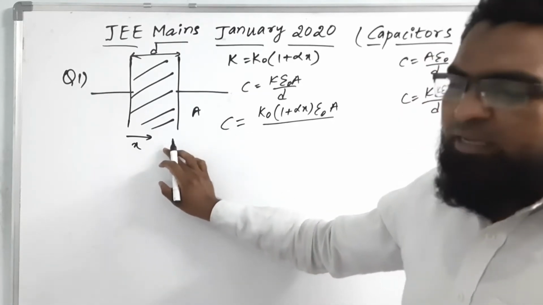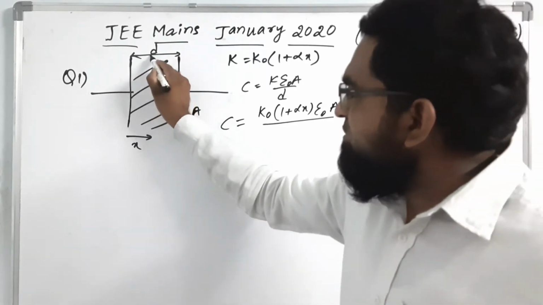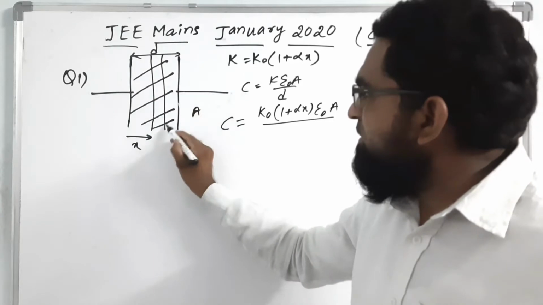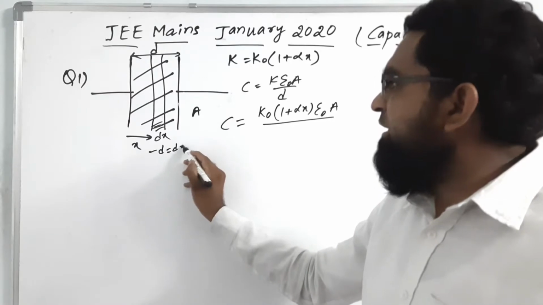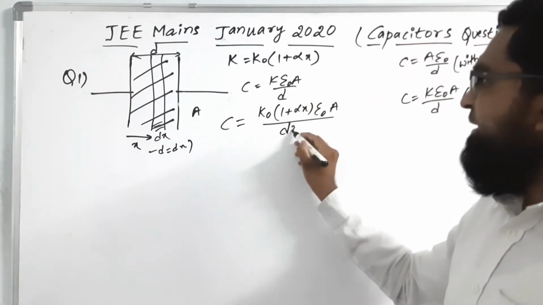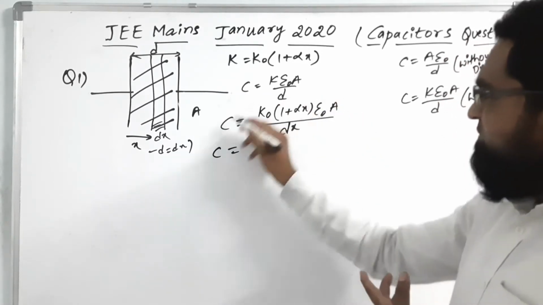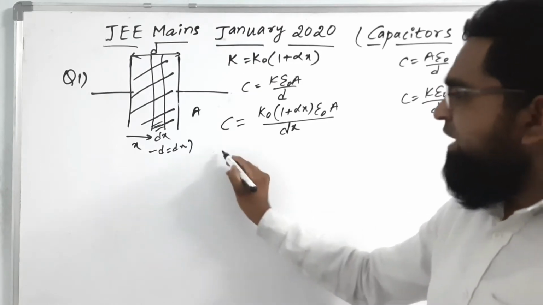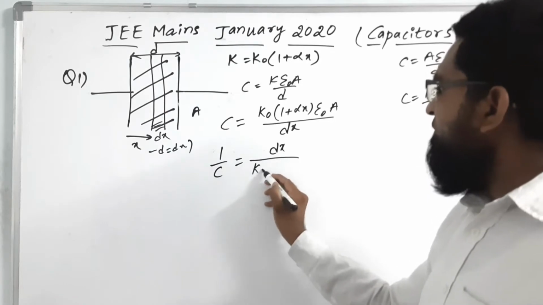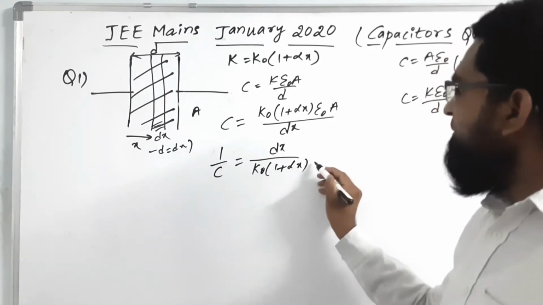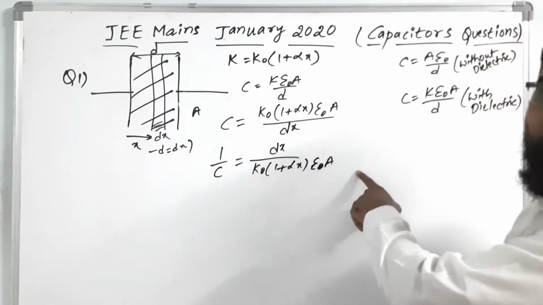How do we derive the total system capacitance directly? We have to consider a small part dx. Now the distance D is equal to dx. We don't know yet how to derive this one, so we take the reverse of capacitance: 1 by C is equal to dx by K naught of 1 plus alpha x into epsilon naught A. This step understood, students?